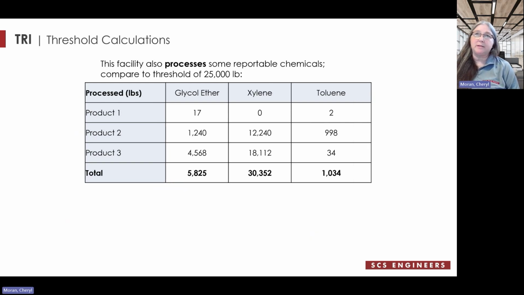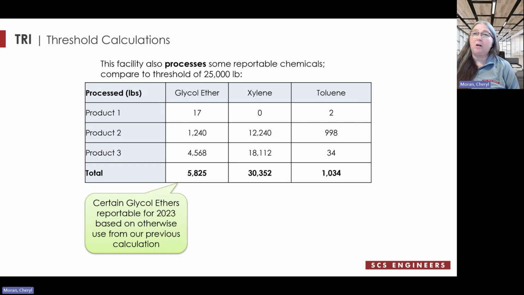This facility also processes some reportable chemicals, and these are reportable at 25,000 pounds. So here you can see that we have calculated glycol ethers, xylene, and toluene all being processed, and we've added together the amount across the facility for all of the different products.